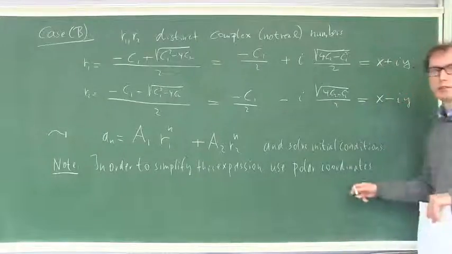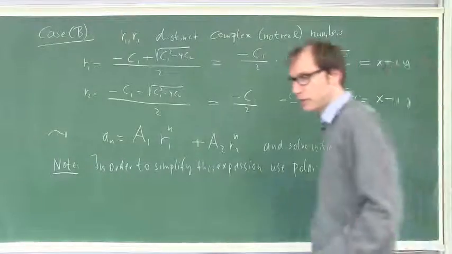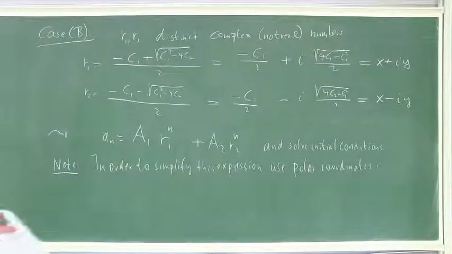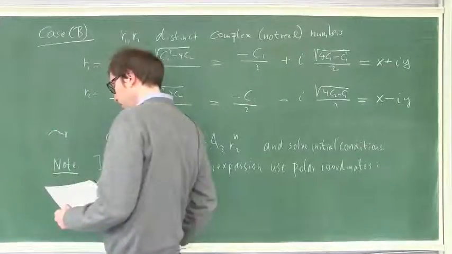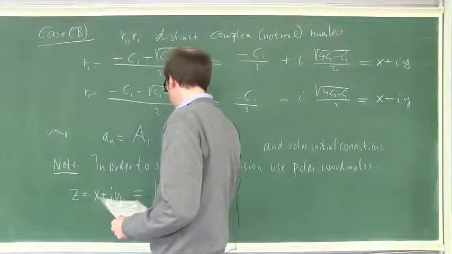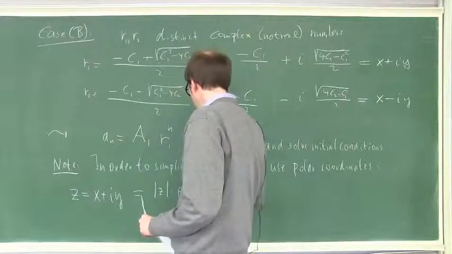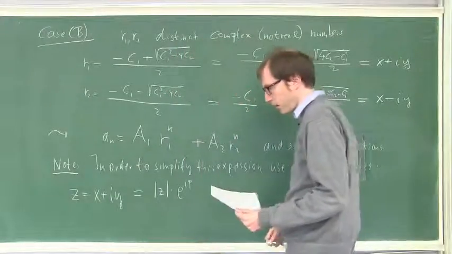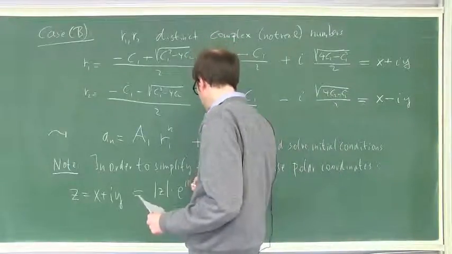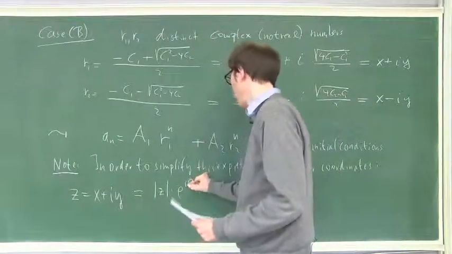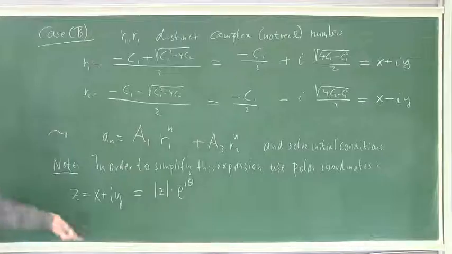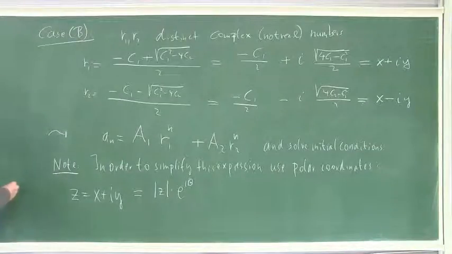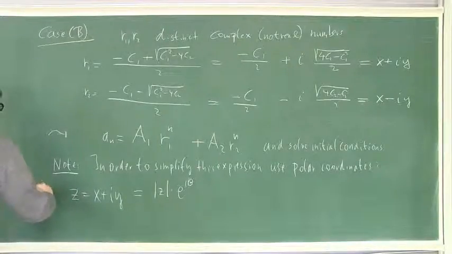Okay, so in order to simplify this expression, try to use polar coordinates. And let me just recall the main point here quickly. If you have a complex number z, x plus iy, then it's an absolute value times e to the i phi, or let's say theta. Try to be close to the book here. And theta is the angle from the x-axis, and it is between 0 and 2 pi.